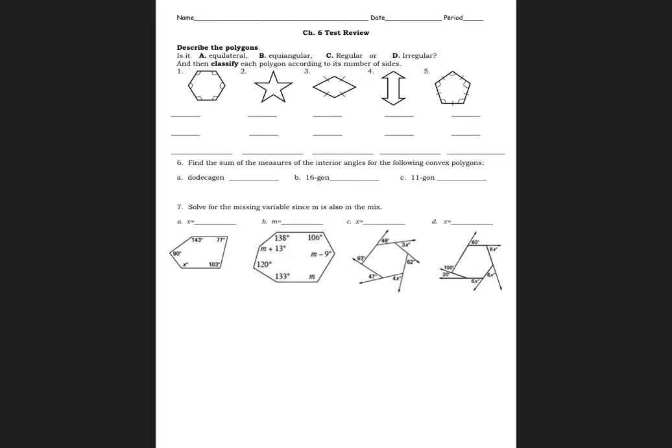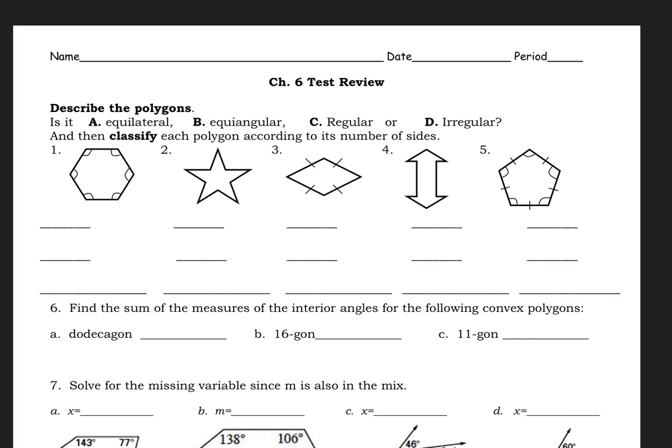Hi class, today we're going over the chapter 6 test review. The first part says to describe the polygons. It's asking if it's equilateral, equiangular, regular, or irregular. And then it says classify each polygon according to the number of sides.